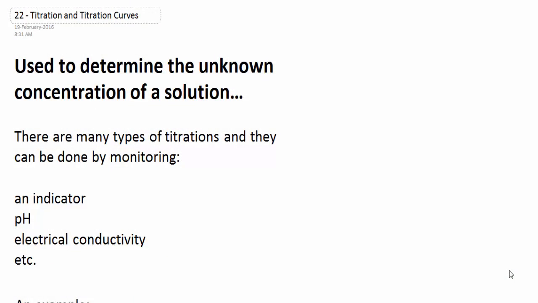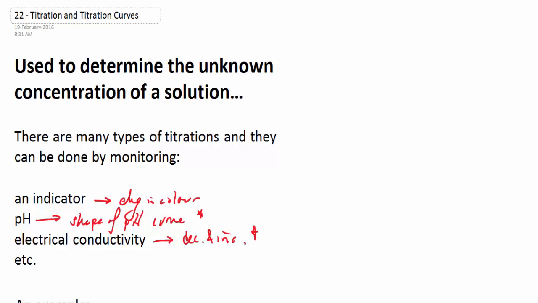So today we'll talk about titration and titration curves. Titration is used to determine the unknown concentration of a solution. There are many types and they can be done by monitoring many things. For example, one could use an indicator, monitor pH, monitor electrical conductivity, and so on. The indicator will change in color, the pH will have a distinct pH curve, and of course the electrical conductivity will decrease, coming up to an equivalence point, and then increase thereafter.